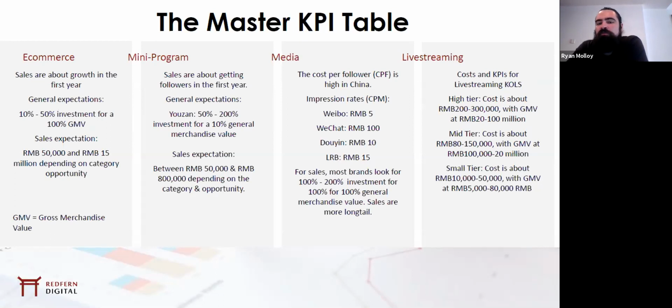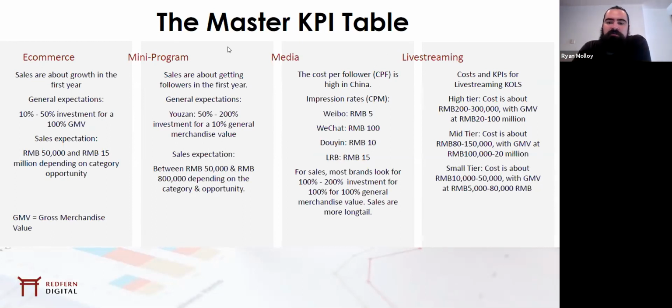But generally also for investment, most brands look for 100 to 200% investment for 100% gross merchandise value. So you're looking at 1-to-1 or 1-to-2. And sorry, 1-to-1 or 2-to-1 in terms of return. So again, it's about equal. So e-commerce really helps the best.